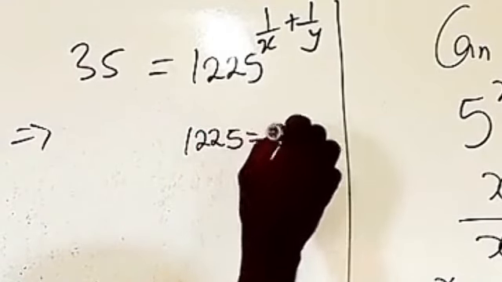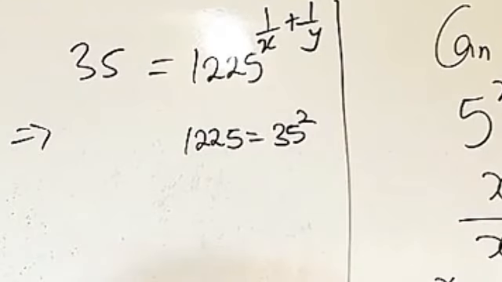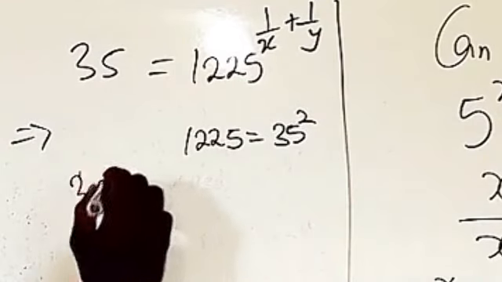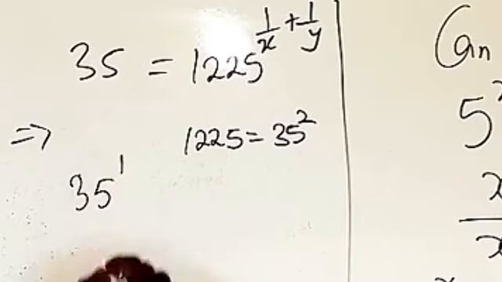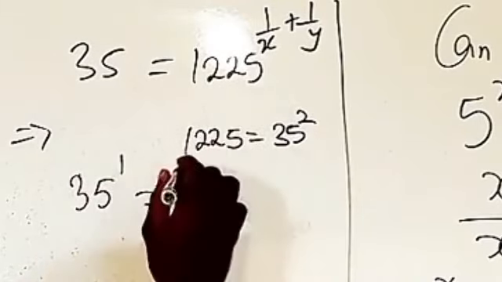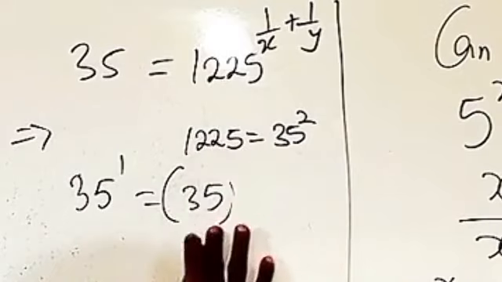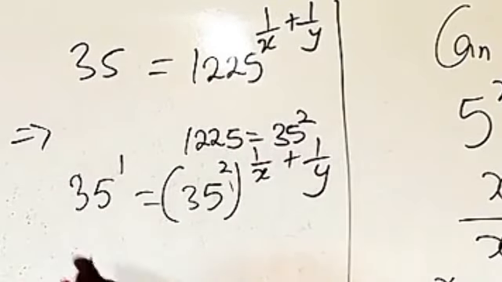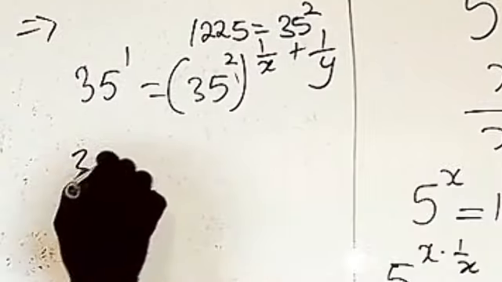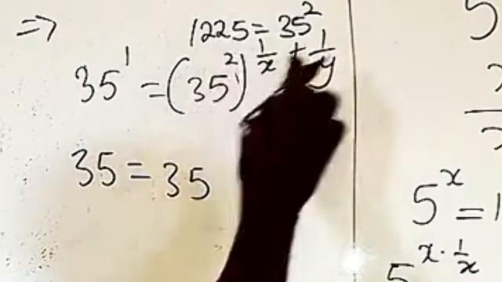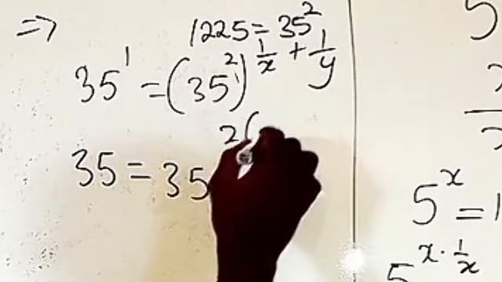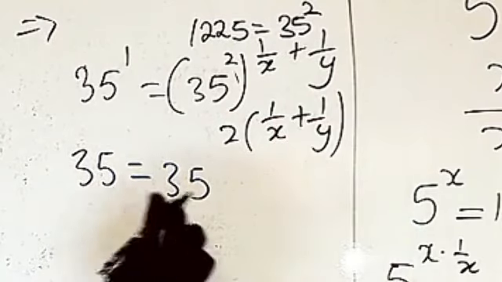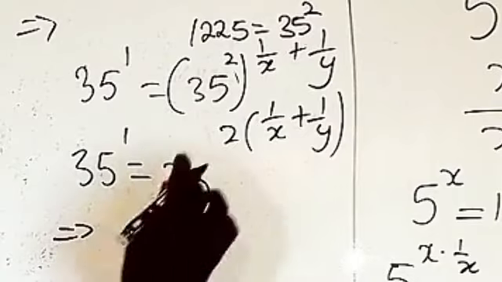1,225 is the same thing as 35 to the power of 2, because when you multiply 35 by 35, you get 1,225. So 35 to the power 1 equals 35 to the power of 2 times the quantity 1 over x plus 1 over y. Since the bases are the same, we multiply the powers, which is 2 into bracket 1 over x plus 1 over y, from the law of indices. Since the bases are the same, we equate the powers.